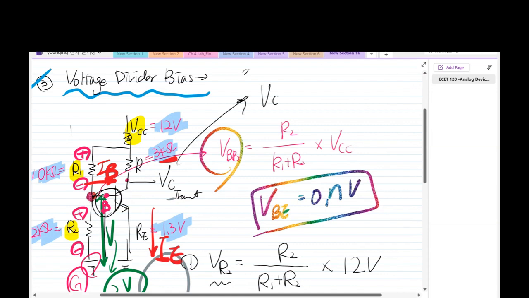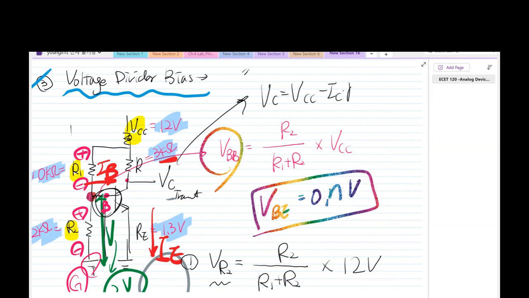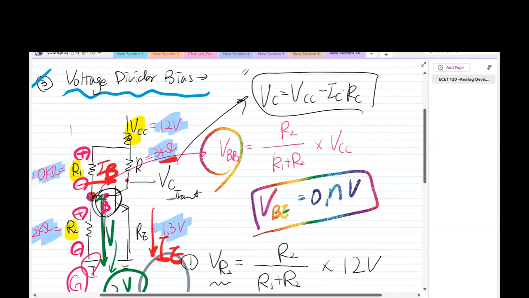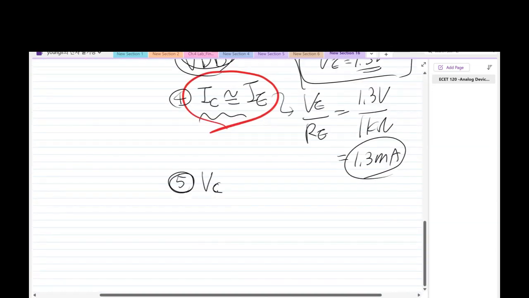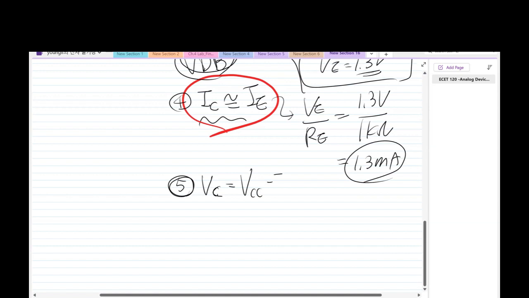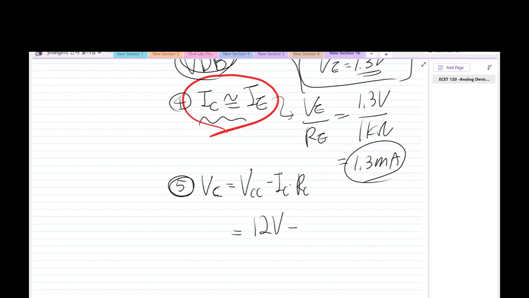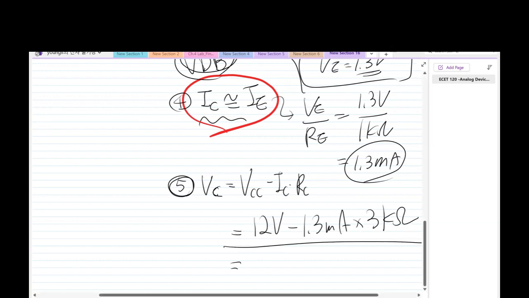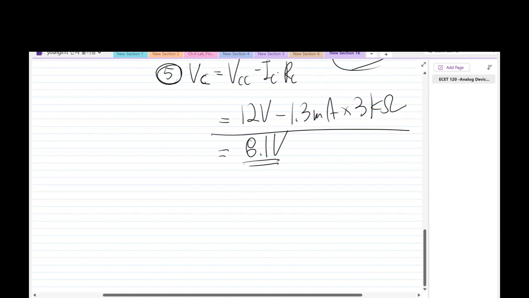That is for the V sub C. So the V sub C is what? V sub CC minus I sub C times the RC. Okay? V sub CC minus I sub C RC, that is the V sub C. So go back to the circuit right there. V sub CC is the 12 volt, and I sub C we have already calculated, 1.3 milliamp, times the RC. The RC is the kilo ohm here. So after the calculation, that is approximately 8 volt. Okay. All right.